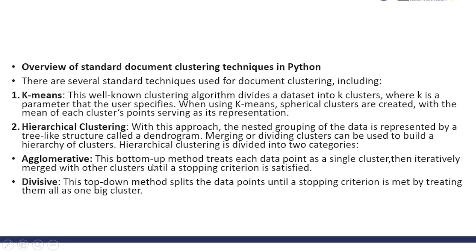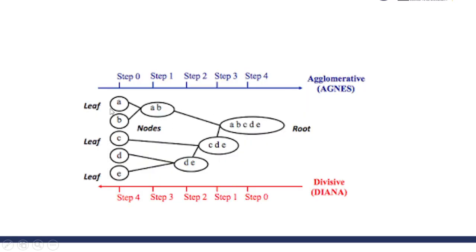Now in agglomerative, this is a bottom-up method. It will treat each data point as a single cluster, and then it will go on combining the clusters. In divisive, it will split the data points until a stopping criteria is met. See, these are all individual data points. Agglomerative is combining these data points, whatever are similar, to get one final big cluster. So let's say if I'm looking for 5 clusters, I consider these 5 clusters. Let's say I'm looking for 3 clusters, then I divide it here.